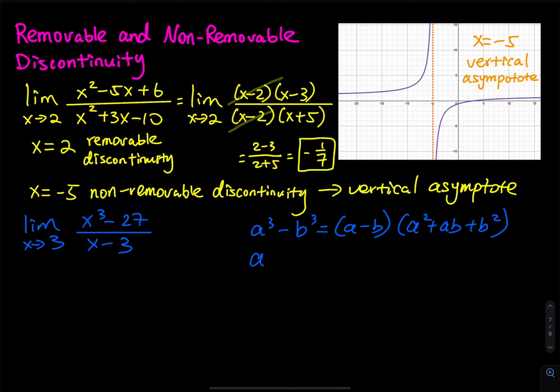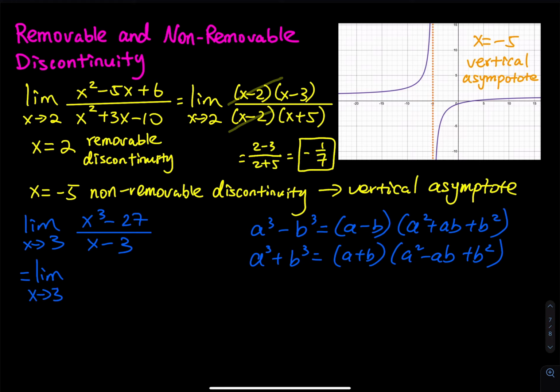What happens when you have a plus? A to the third plus b to the third. Then you have a plus b times a squared, and you change that to minus ab plus b squared, right? So this one equals the limit. When you do the algebra like this, you always start with the limit. So always draw an equal sign. Start with the limit. Let me repeat this one more time. Draw an equal sign. Start with the limit. Don't jump straight to the algebra. All right? We draw a long line.